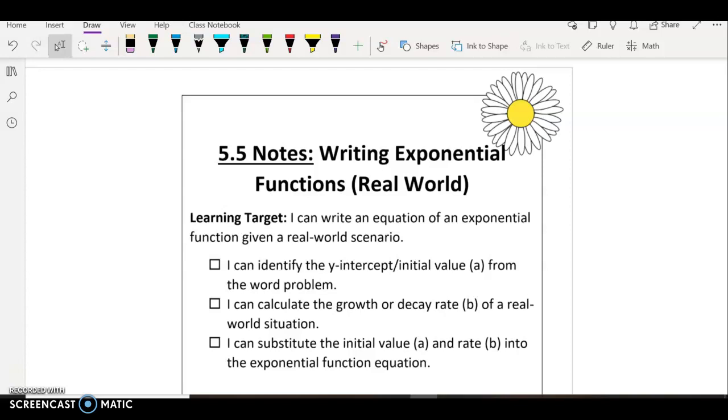Today, you're going to be taking notes on 5.5 and then working on the practice. Okay. Now, if you're in my first period class, you've already done some of the notes. For third period, this will be all new to you, so make sure to pay attention.